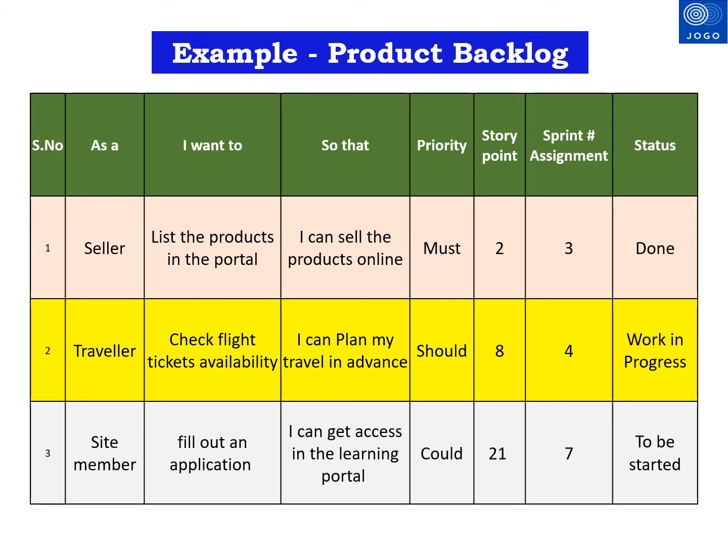Current status of each user story also will be captured in the product backlog. As per this example, the first user story is completed, the second user story is work in progress, and the third user story is yet to be planned. Hope this sample product backlog with an Excel template is useful to you. Now let us see what is sprint backlog.